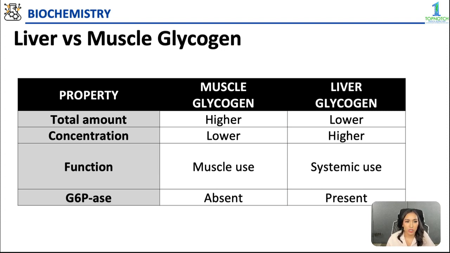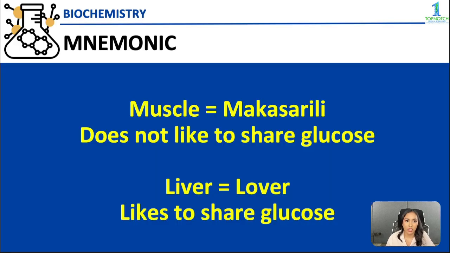How about the function? Muscle glycogen is for muscle use, selfish share. Liver glycogen is for systemic use, so liver likes to share. So, G6Pase is absent in muscle glycogen and present in liver glycogen. Okay.